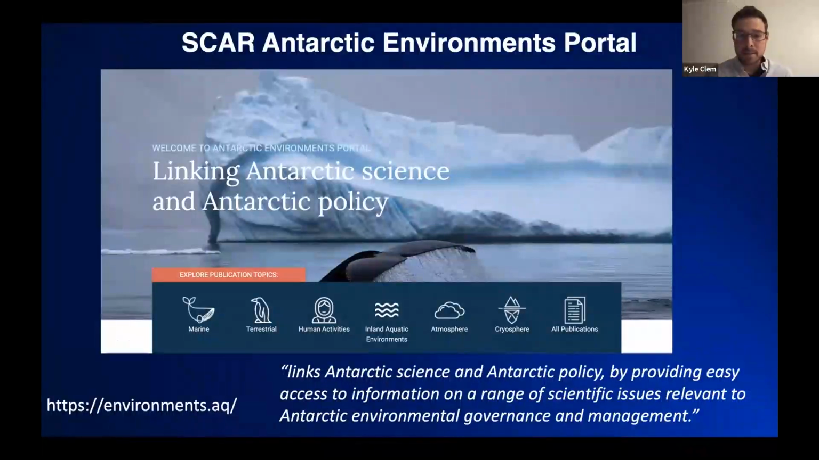So before I start, just a quick plug that SCAR has a really awesome portal down here on the bottom, environments.aq. So the Antarctic Environments portal, there's some excellent summaries in there already. They're intended to be easy access, relevant for policymakers, but also relevant for anybody who might not be an expert in a certain discipline in Antarctica. And there are going to be 3 sea ice summaries being published shortly that my colleagues and I wrote, and there's lots of other good ones on there too. So I encourage you to check it out. They're really great summaries.